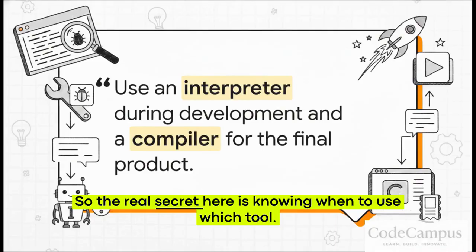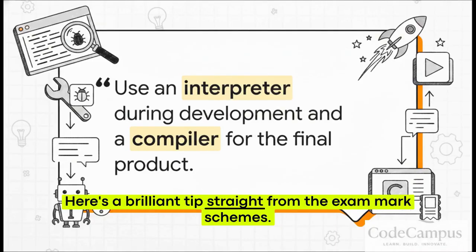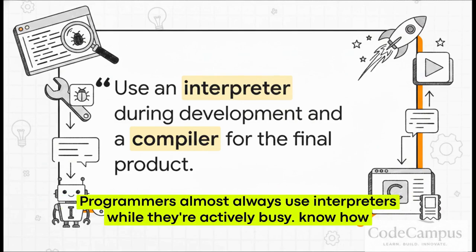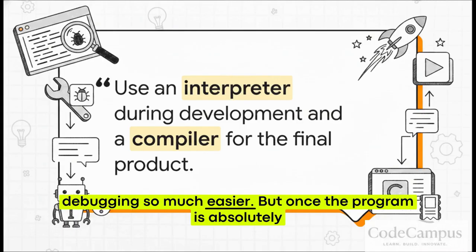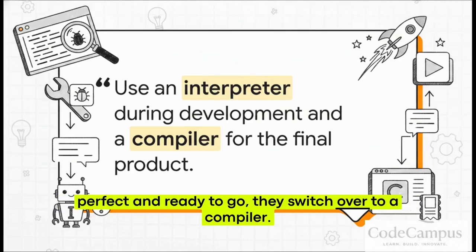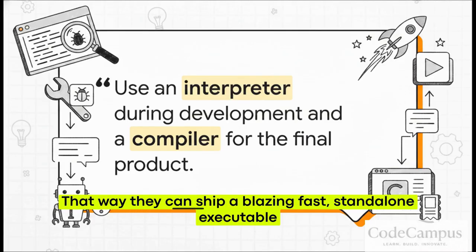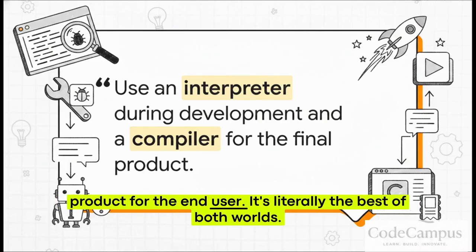So, the real secret here is knowing when to use which tool. Here's a brilliant tip straight from the exam mark schemes. Programmers almost always use interpreters while they're actively building and developing their code. Why? Because stopping immediately at errors makes line-by-line debugging so much easier. But once the program is absolutely perfect and ready to go, they switch over to a compiler. That way they can ship a blazing fast, standalone executable product for the end user. It's literally the best of both worlds.